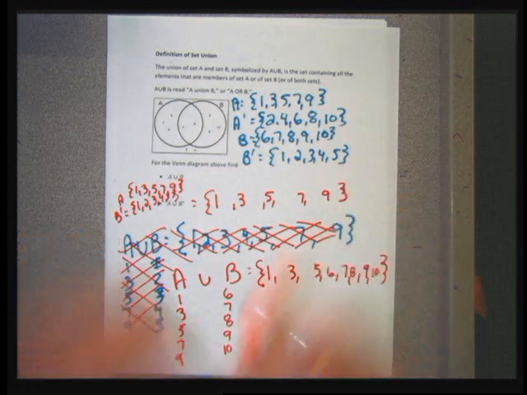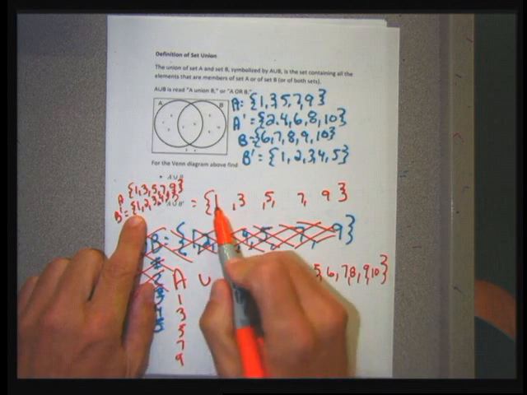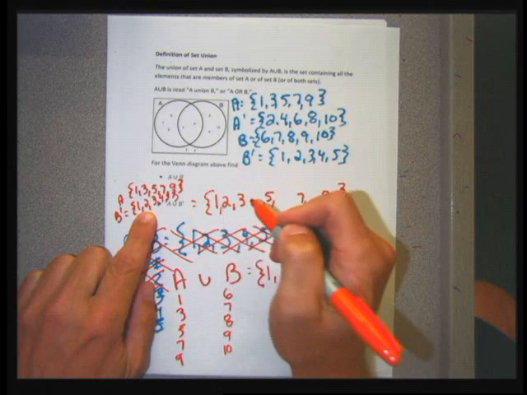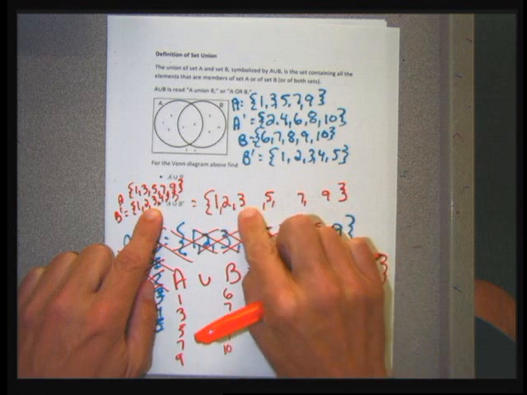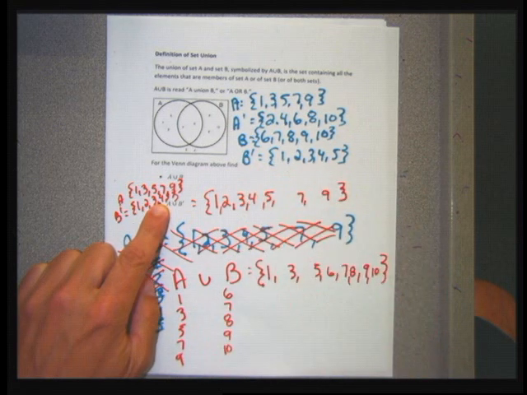So A union B prime, I have all of A, and then I go to B prime. And anything I don't have in this list, I need to add to it. B prime has 1 in it, but I already have it. I don't need to write it again. B prime has 2. I haven't written 2. I'm going to write it in. B prime has 3. I already have 3. I'm not going to write it again. B prime has 4. I haven't written it. I'm going to write it in. B prime has nothing else.